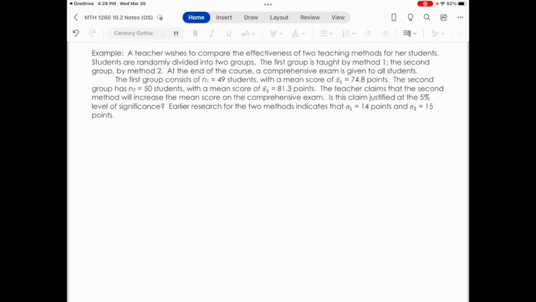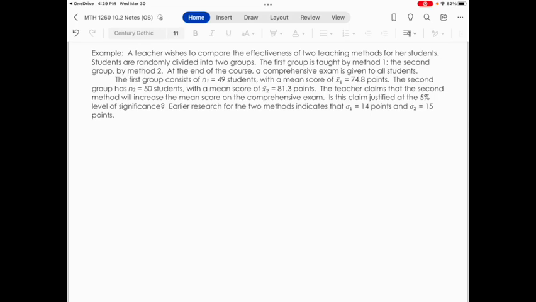So let's look at the second example. A teacher wishes to compare the effectiveness of two teaching methods for her students. Students are randomly divided into two groups. The first group is taught by method 1. The second group is taught by method 2. At the end of the course, a comprehensive exam is given to all students.